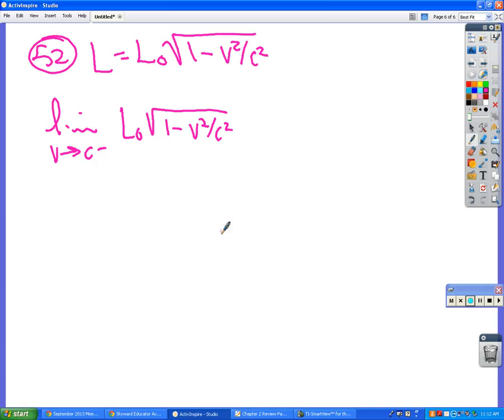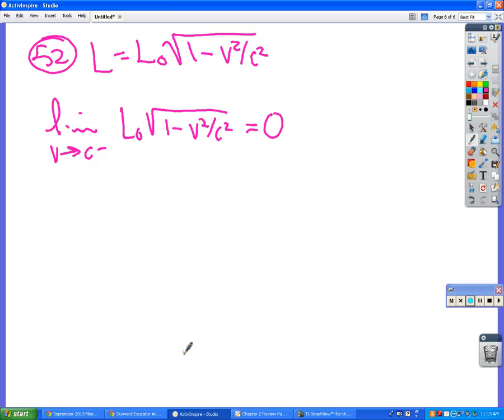Okay, as v approaches c, this thing's going to get closer and closer to 1, right? 1 minus 1 is 0, square root of 0 is 0. And so you're getting smaller and smaller with a limit of 0, okay?